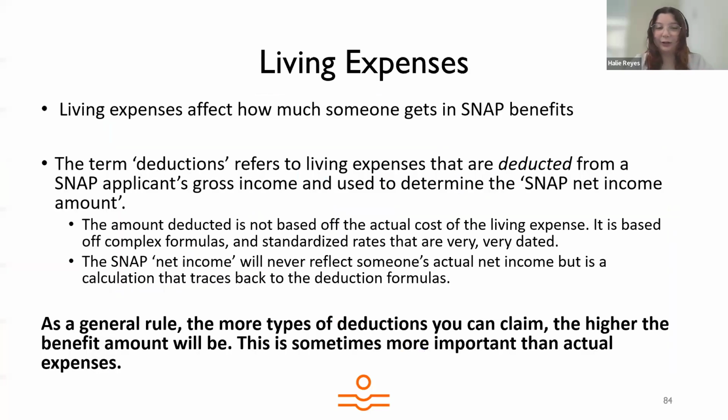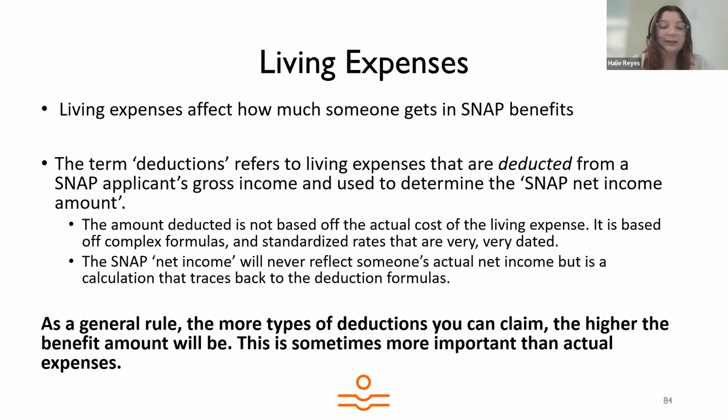This is a very important category. I'm going to read from this slide and try to explain as much as possible. Living expenses affect how much someone gets in SNAP benefits. You'll hear the term deductions. The term deductions refers to living expenses that are deducted from the SNAP applicant's gross income and used to determine the SNAP net income. So the person will have their income and then they'll have certain deductions, which are the living expenses that they have.